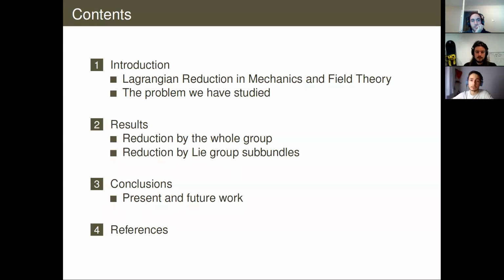I'll organize the talk as follows. First, I'd like to talk a bit about the fundamental notions of reduction, and then I will introduce our problem, to then give the main results we have obtained so far, and of course, ending with some conclusions and the present work we are doing. So let's start.